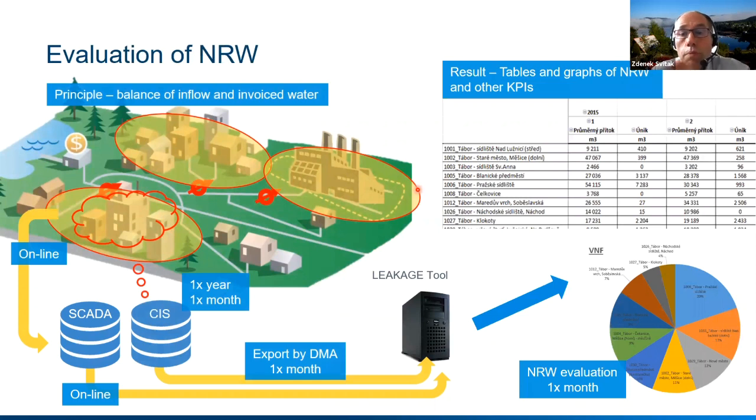Non-revenue water is evaluated from comparison of inflow and invoiced water in district metered areas. Therefore we need to compare data from the SCADA system for measurement of inflow in the district metered area with the customer information system data. In order to compare them, the customer information system data is evaluated in some long time step, usually 1 month, 1 quarter, or 1 year. So we have to be able to evaluate the online inputs also in such a time step, then compare these two inputs and calculate non-revenue water results.